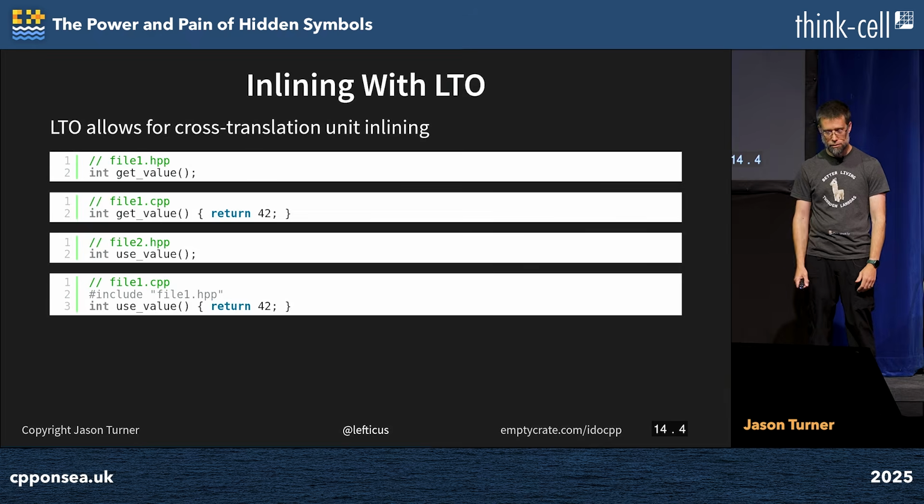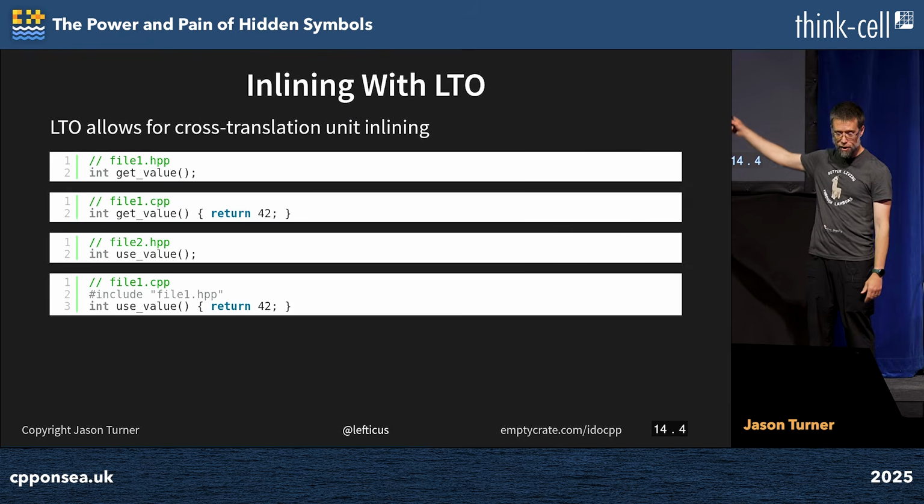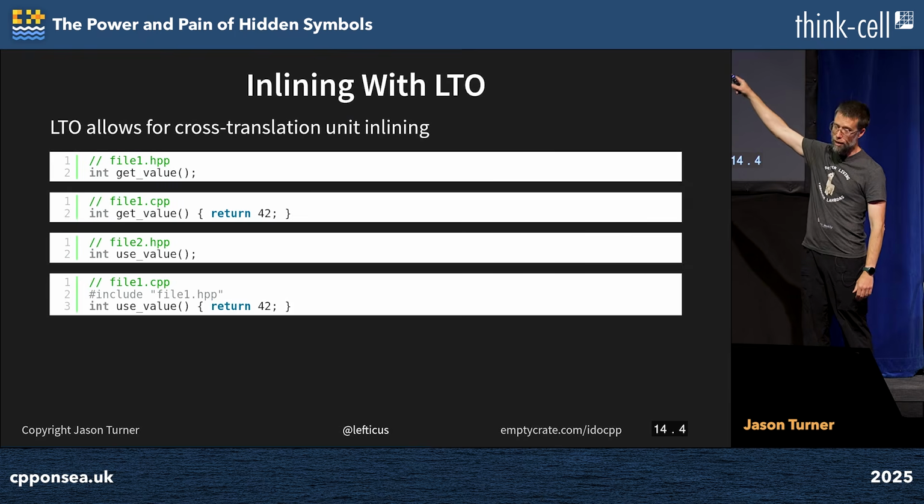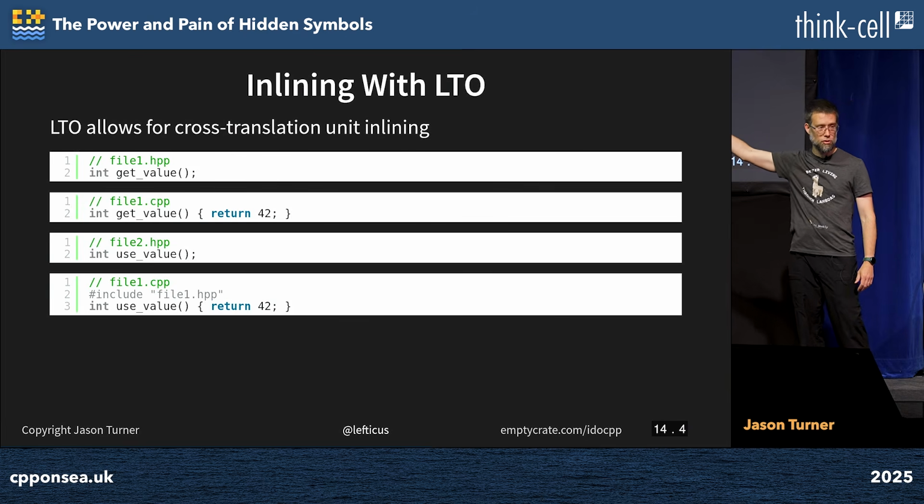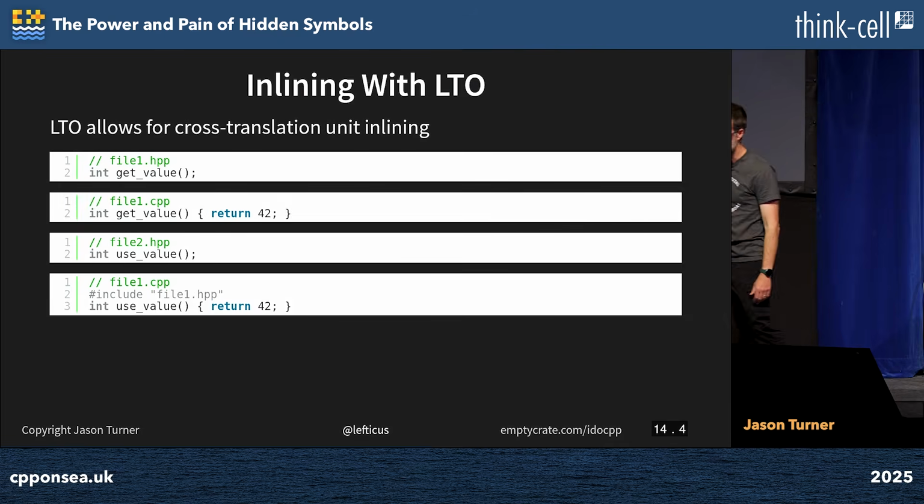Why is it wrong? I have two file1.cpps, that's the first wrong thing. There's nothing to inline, because on the bottom example, that's clearly supposed to say file2.cpp, and I'm clearly trying to return get value here to demonstrate what this would do.